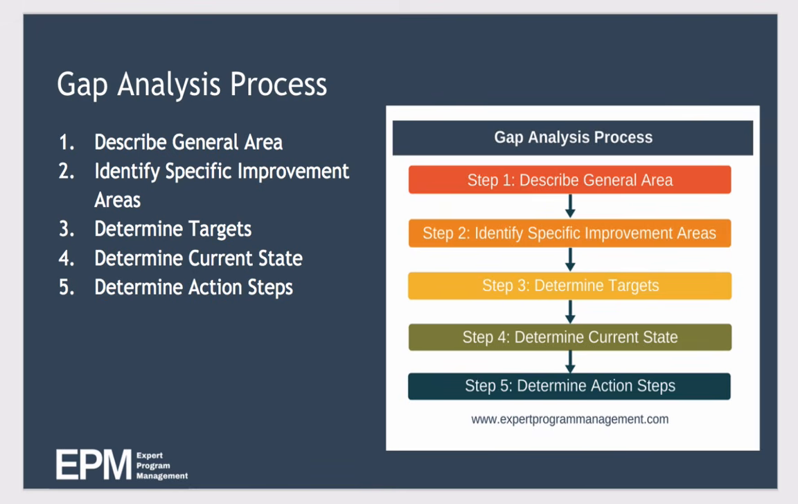So step 3, determine our targets. And as we've now identified our specific improvement areas, the next step is to set targets for each of those specific areas. Now, a common input to this step is to use benchmarking, so looking at how other companies are doing to find your areas of weakness, or maybe analysing industry best practice is another input you could use.